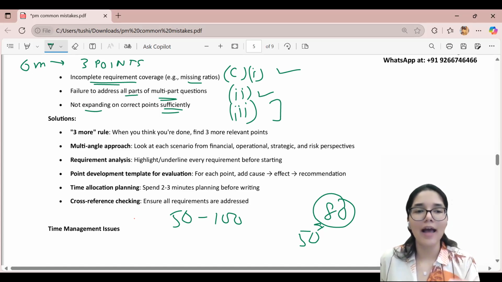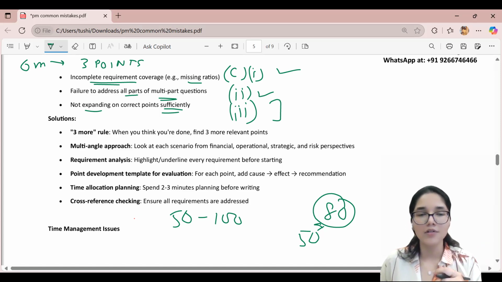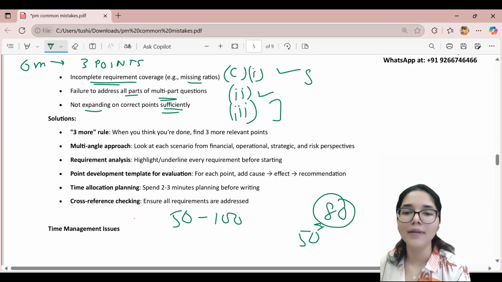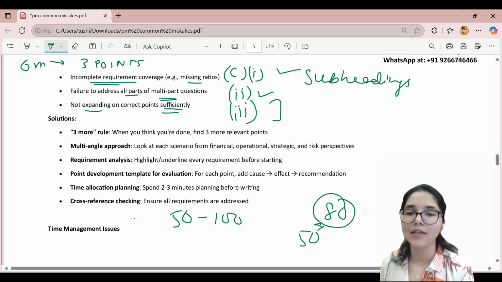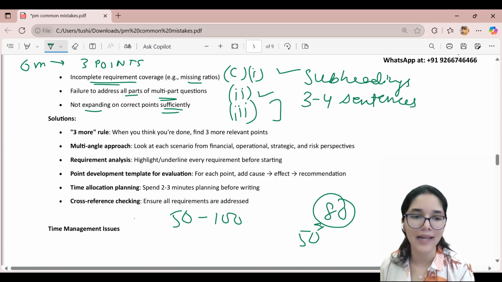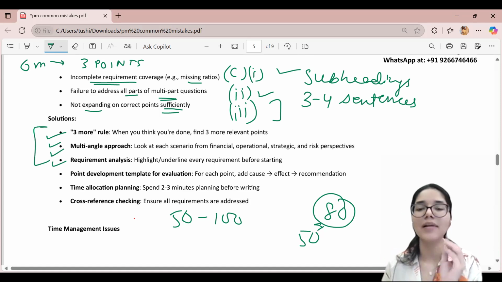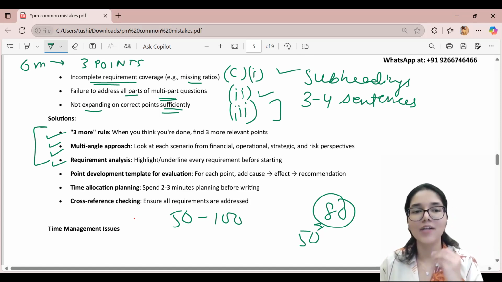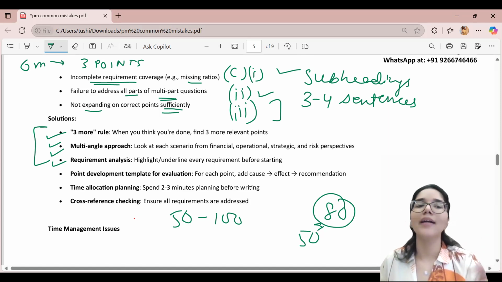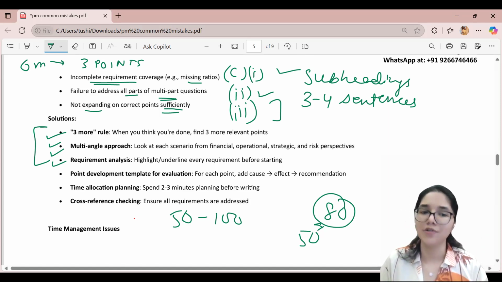Ideally, if 3 points are asked, you will use 3 clear subheadings. Within each subheading, you will explain each point using at least 3 to 4 sentences. I'm not saying 3 to 4 lines, but 3 to 4 well explained sentences, where you explain your point in enough detail so that it is worthy of obtaining those 2 marks of credit.